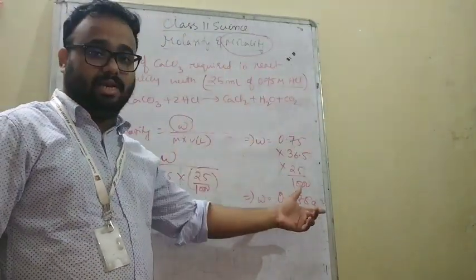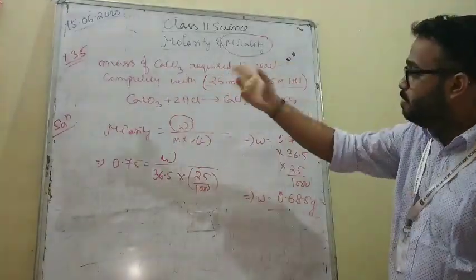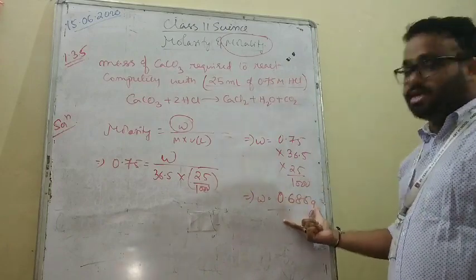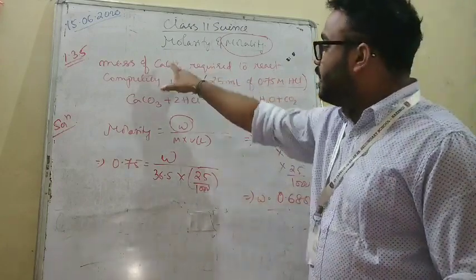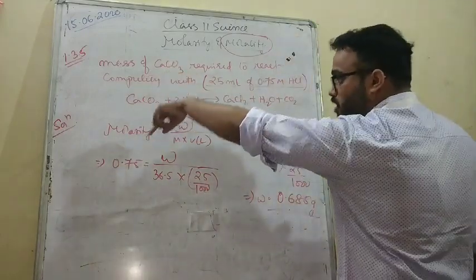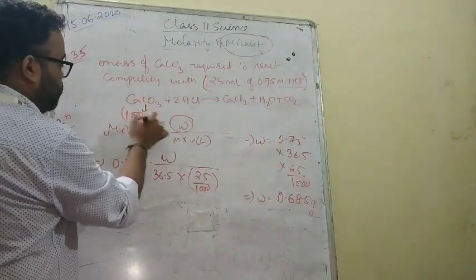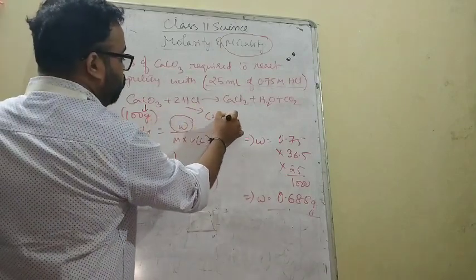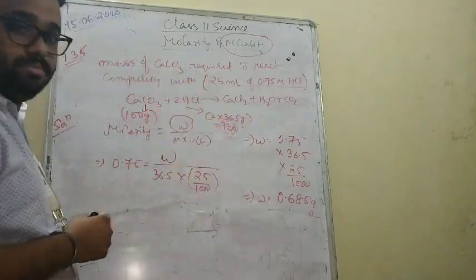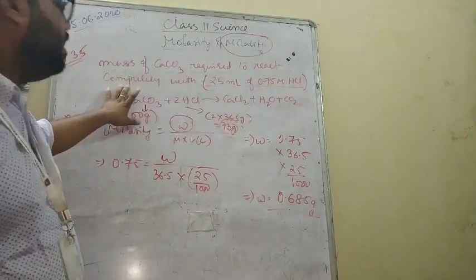0.685 gram of HCl. So what has the question become now? What mass of calcium carbonate will be required to react completely with this much mass of HCl? So same like mole concept, I will write the original one. How will I write it? This will be 100 gram and this will be 2 into 36.5 gram, that is 73 gram. The original one came. So for 73 gram you need 100 gram.